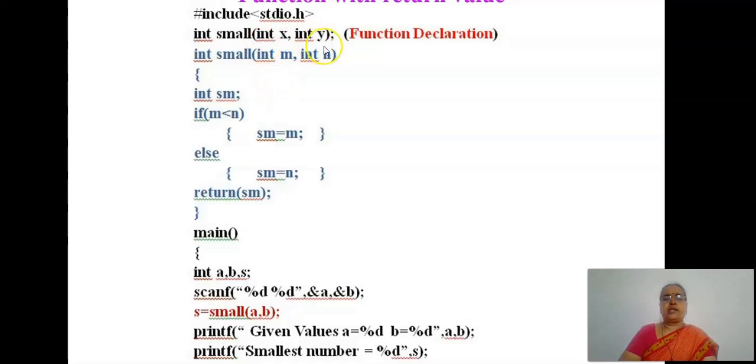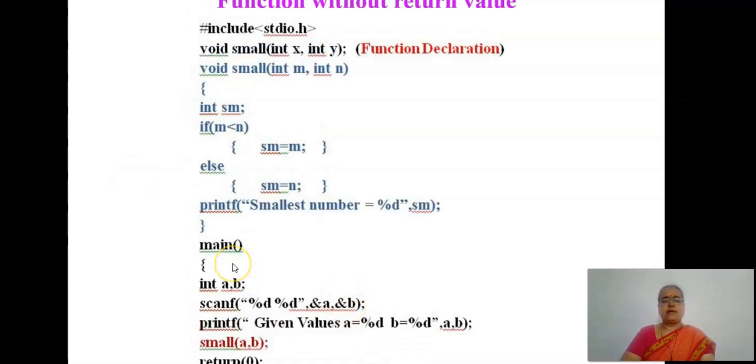Since x and y are integer type, the return data is also of type integer, because we are going to find the smallest of x and y, and we are going to return either x or y. Since that is integer type, the return data type is also integer. So within the function, a local variable sm is declared, and the variables in the parameter list are m and n. So we are going to compare the m and n values, and whichever is less is assigned to sm, and the value sm will be returned. Okay, so this is the function.